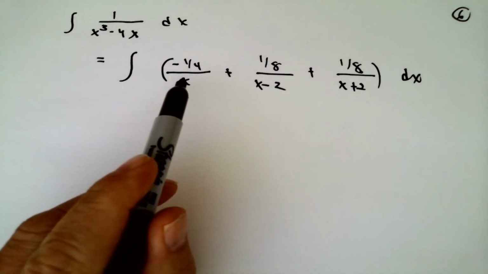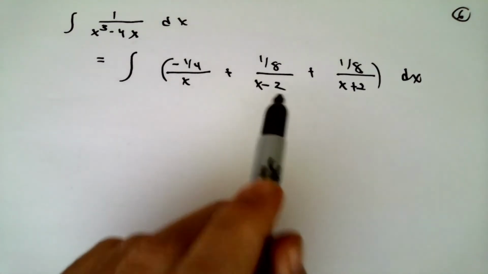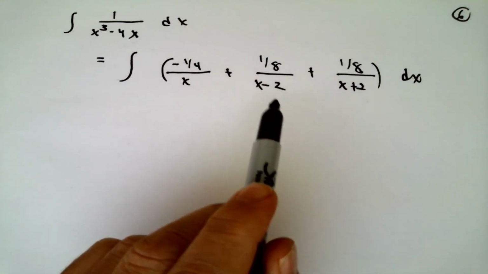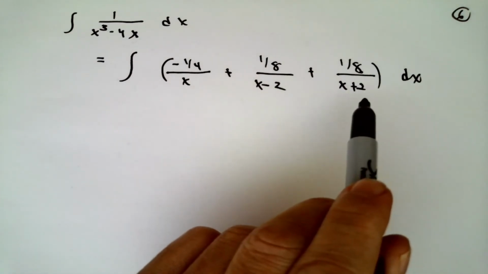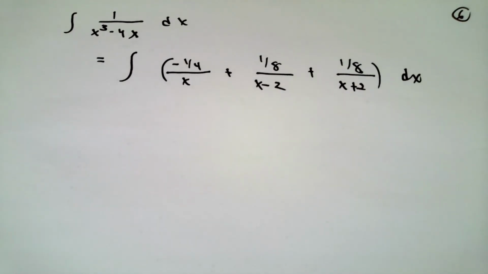My partial fraction expansion tells me that if I can integrate negative 1/4 divided by x and 1/8 over x minus 2 and 1/8 over x plus 2, I'll have my answers. Negative 1/4 and 1/8 are constants, though, so I can carve this up into 3 integrals and write my answer in the following way.